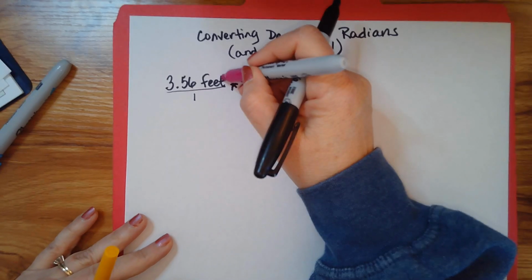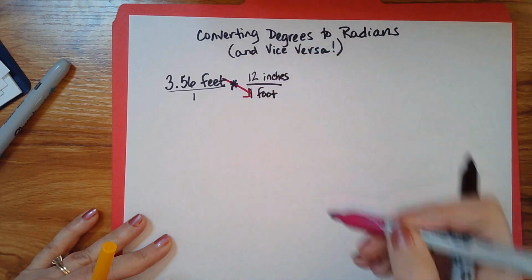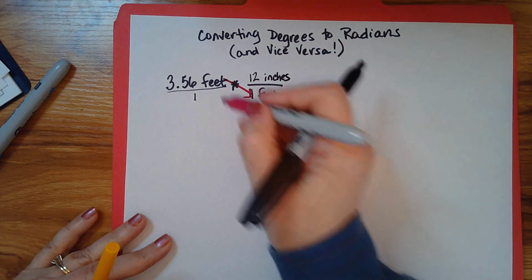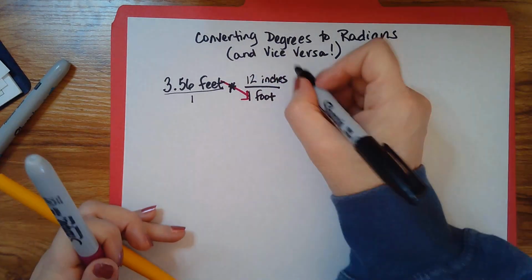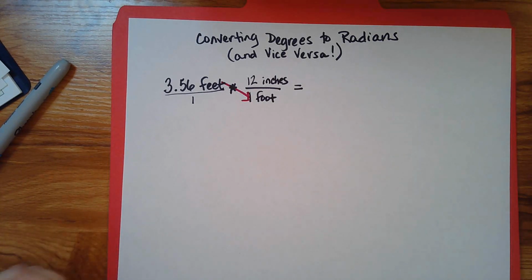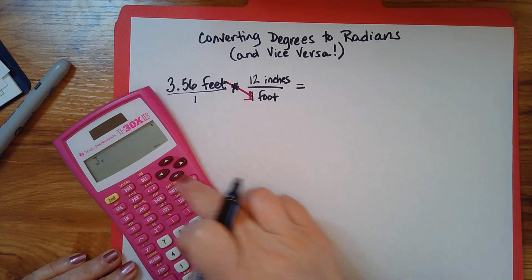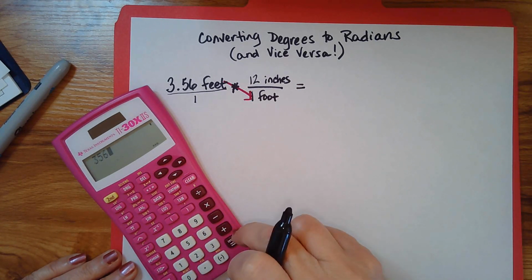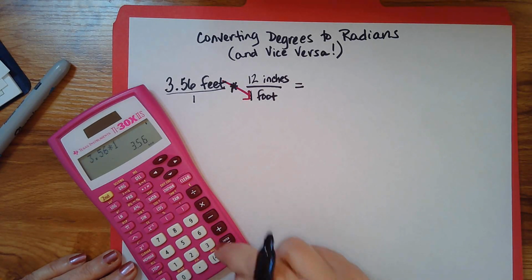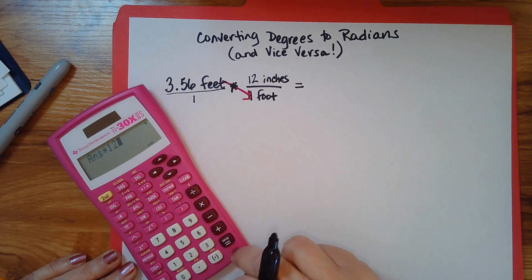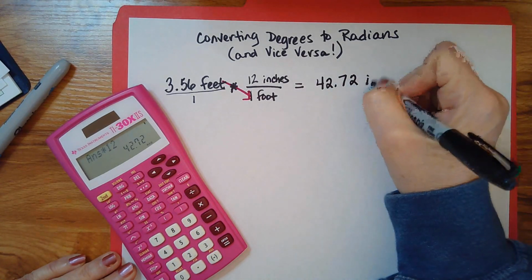And that's going to be my conversion factor. Notice that my feet start in the numerator here, and then they move to the denominator in my conversion factor. And that diagonal movement is what we want to see always when we are converting things. So now we just do this math. I whip out my handy dandy calculator and I do 3.56 times 12, which is 42.72 inches.